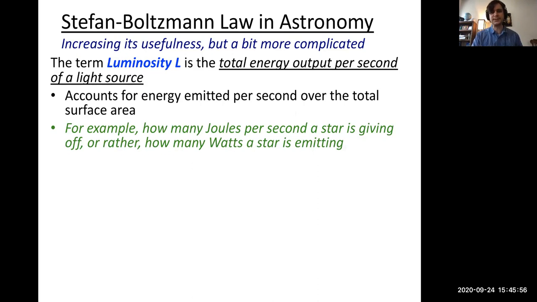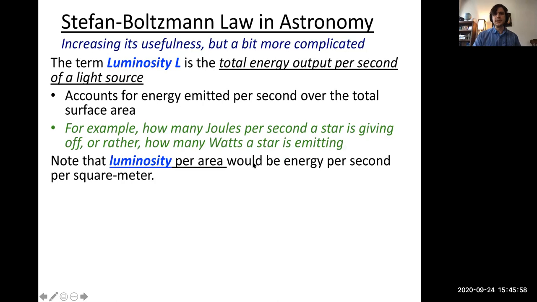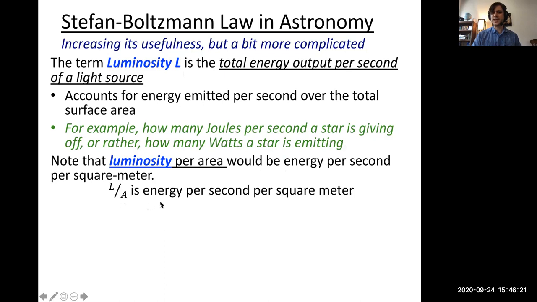We could do the same thing for planets as well. But notice that this is the total energy output per second. If I were to take the luminosity and divide it by the area, say the total surface area of a star, I would have the luminosity per area, which would be the energy per second per square meter. That sounds suspiciously like radiative flux. A luminosity divided by the surface area is the energy per second per square meter. That is radiative flux. And we now know the Stefan Boltzmann's law gives us a way to calculate the radiative flux.